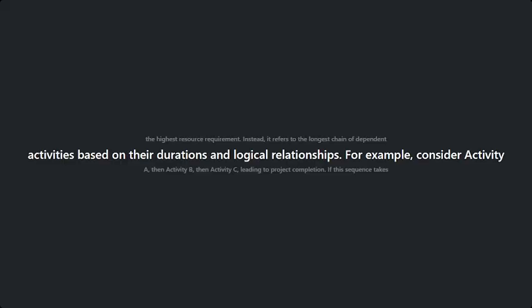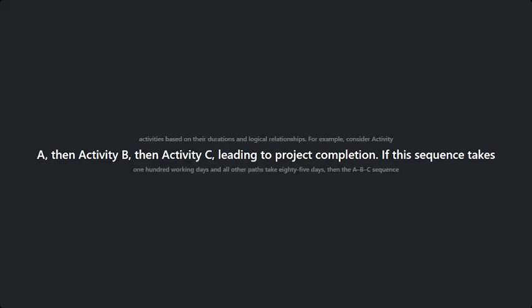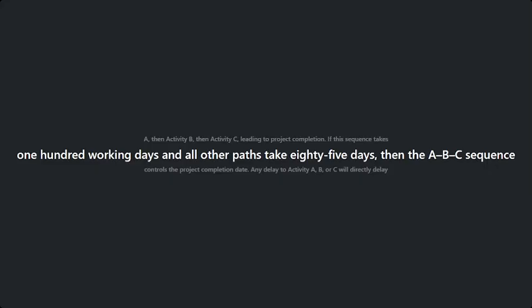For example, consider activity A, then activity B, then activity C, leading to project completion. If this sequence takes 100 working days and all other paths take 85 days, then the A to B to C sequence controls the project completion date. Any delay to activity A, B, or C will directly delay the project finish unless corrective action is taken.